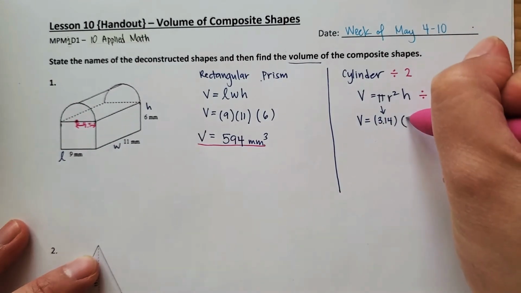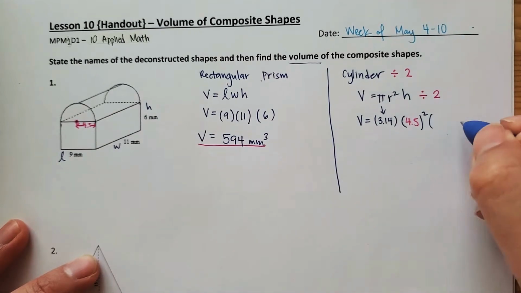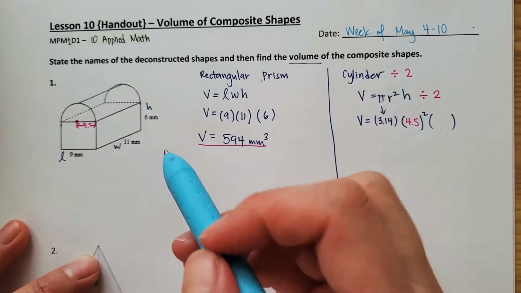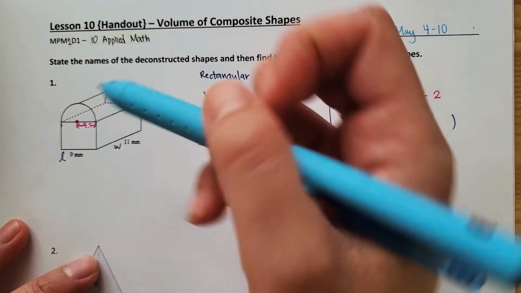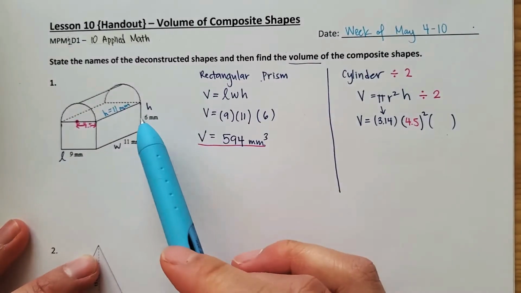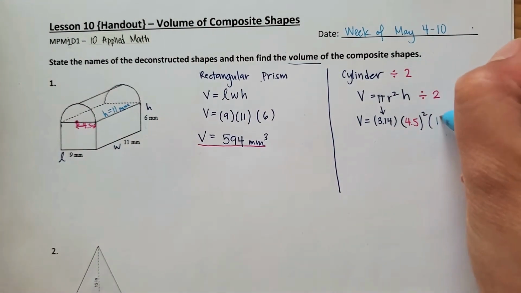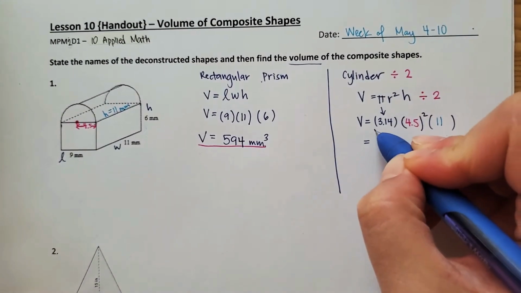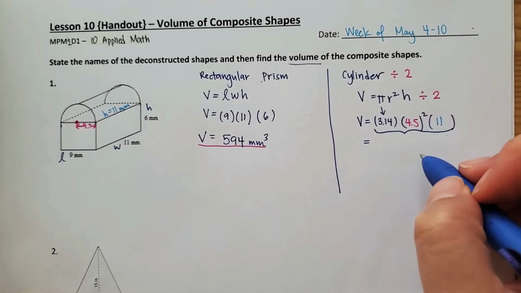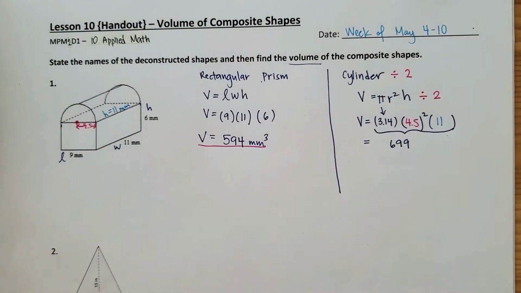So then this is 4.5, close the bracket squared, and then your height. When you look at your picture, the height is actually this length here. So height is 11 millimeters for the cylinder, and the height for the rectangular prism is 6, right? Because they're different shapes. So this is 11. When we calculate this into our calculator, you should get something around 699. I'm going to quickly do that here.